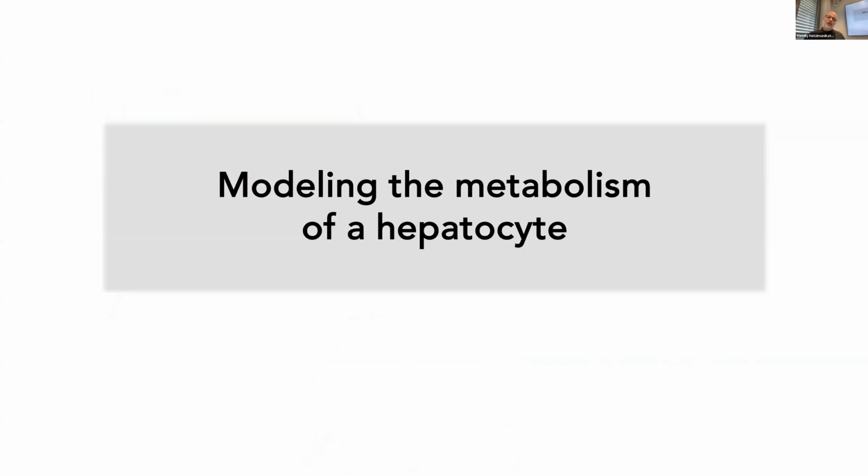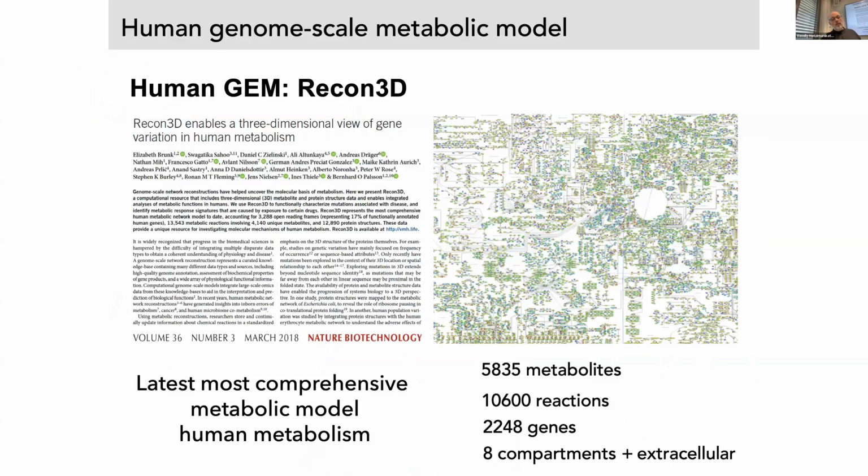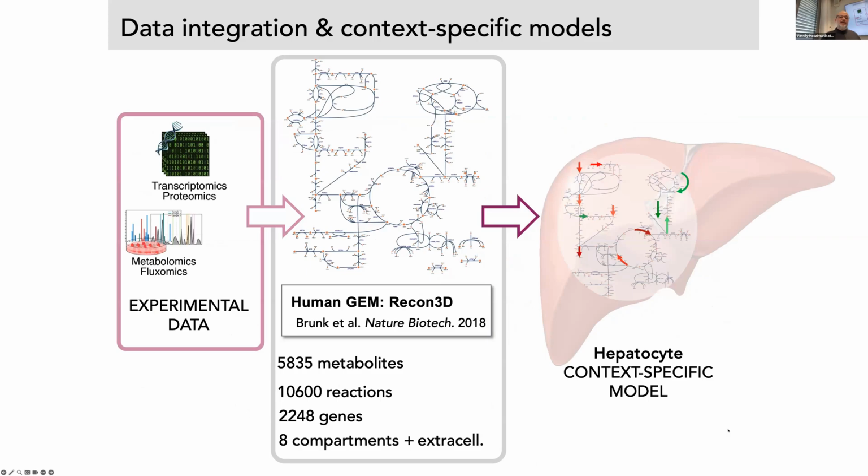So how are we going to model the metabolism of hepatocytes? We start, of course, from one of the best curated human metabolic models, Recon3D, which has nearly 6,000 metabolites and more than 10,000 reactions, all mapped to 2,200 genes. And of course, it has compartmentalization, etc. Then the next question is how we can use experimental data to take this generalized genome-scale metabolic model of the human and make it tissue specific, or as we say, context specific.